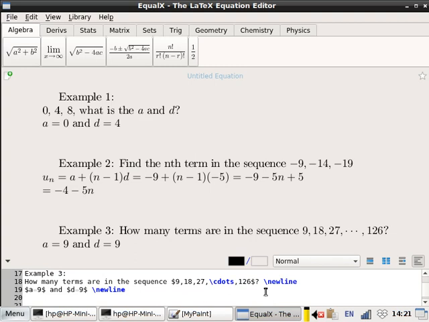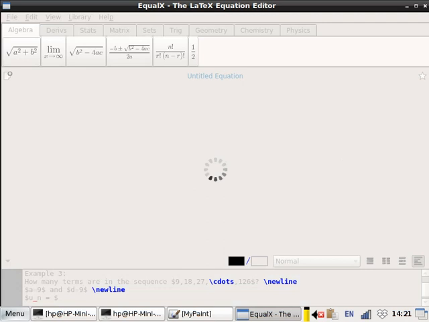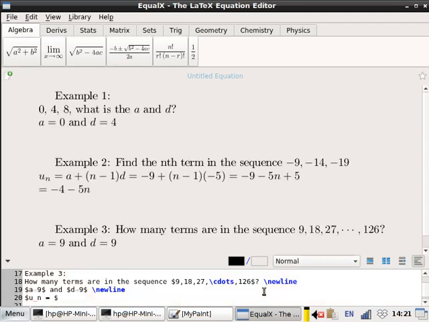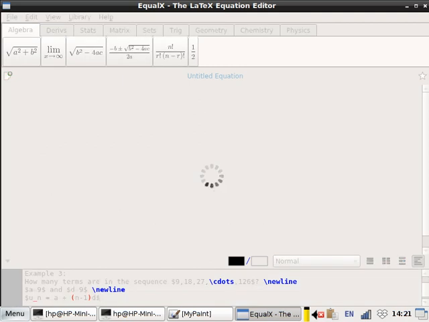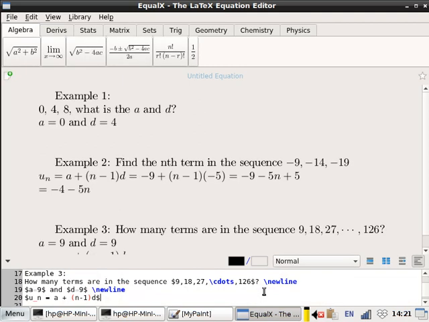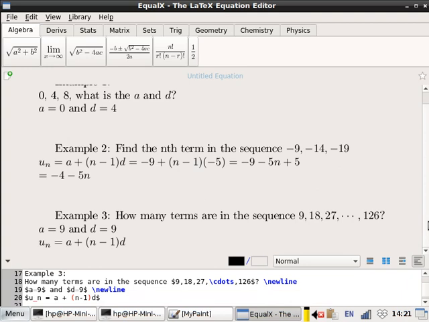So in my formula, UN equals A plus N minus 1 D. I know the A and I know the D. I don't know the N, that's fine. But what about my UN? What's the A here? The A is 9. And the D? 9, fine. The UN? 126. Yeah. Because you want to figure out what the N is when you're at 126.